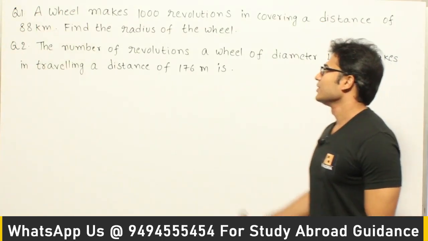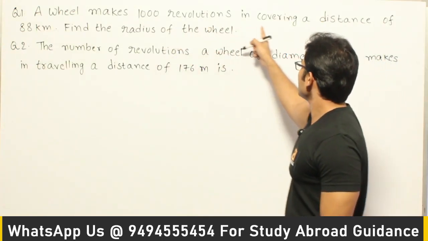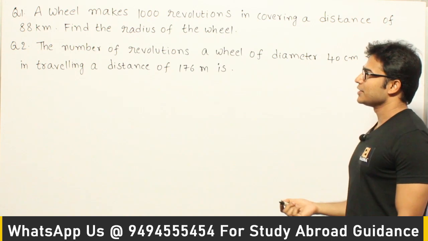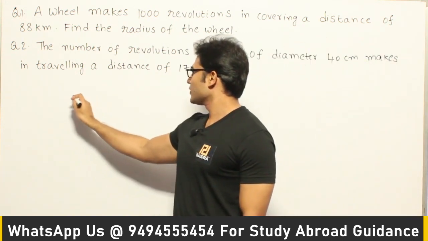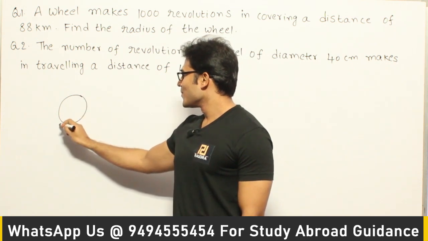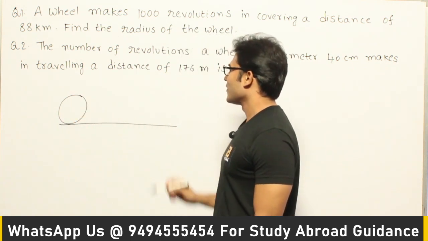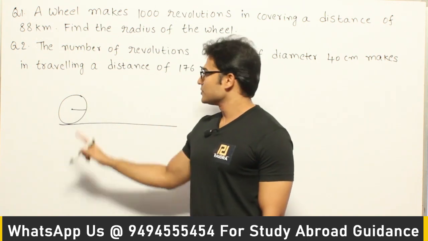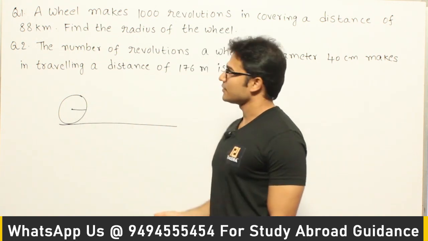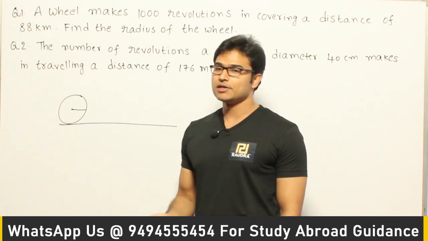Now let's see this question. A wheel makes 1000 revolutions in covering a distance of 88 kilometers. Find the radius of the wheel. So they are saying that if you have a wheel, we don't know what the radius of this one is, but it is making 1000 revolutions and it is covering a distance of 88 kilometers.